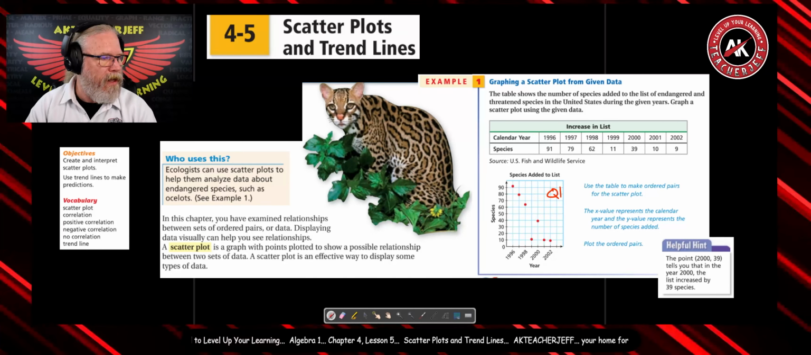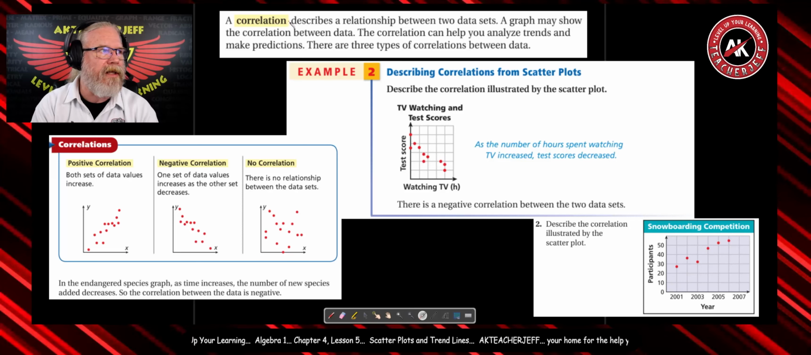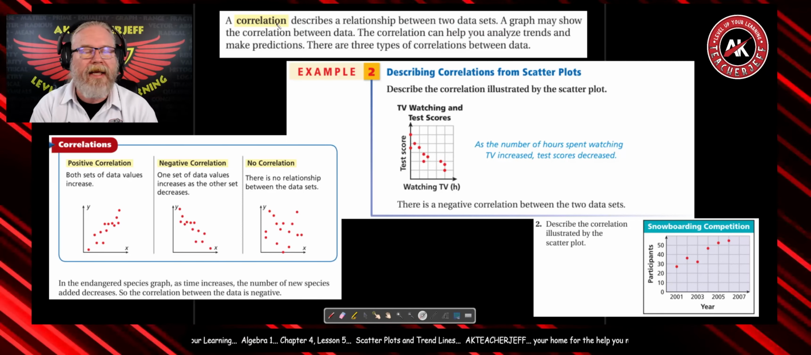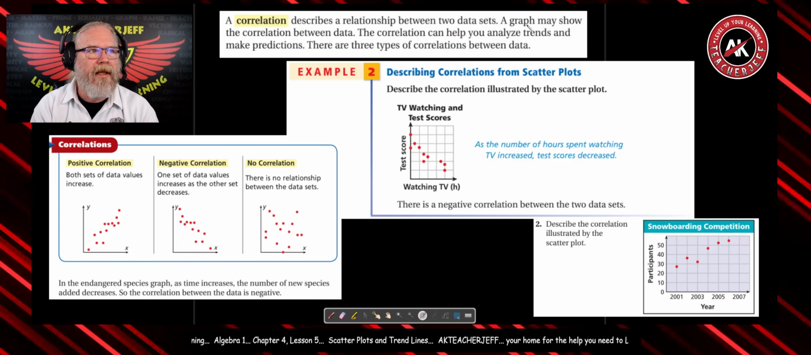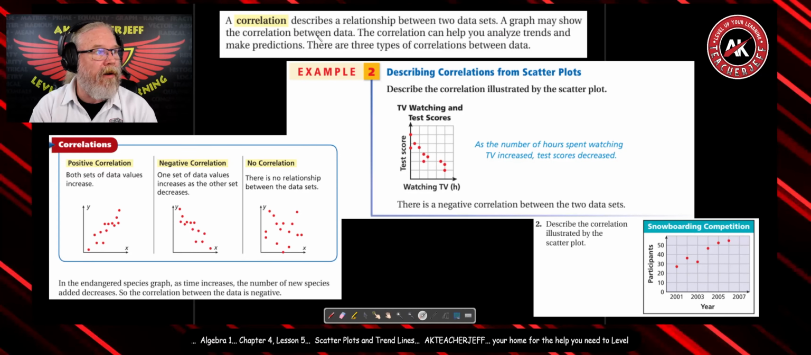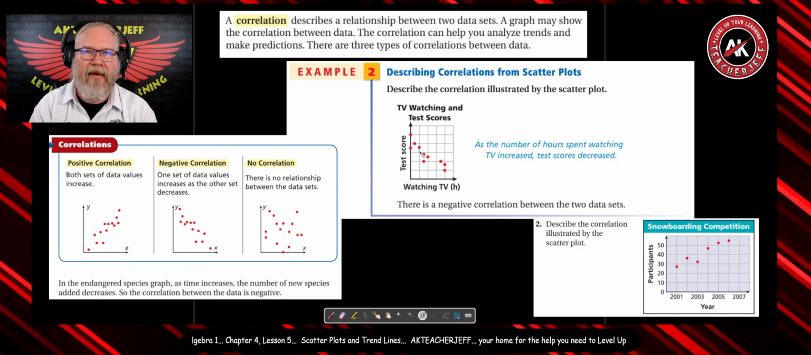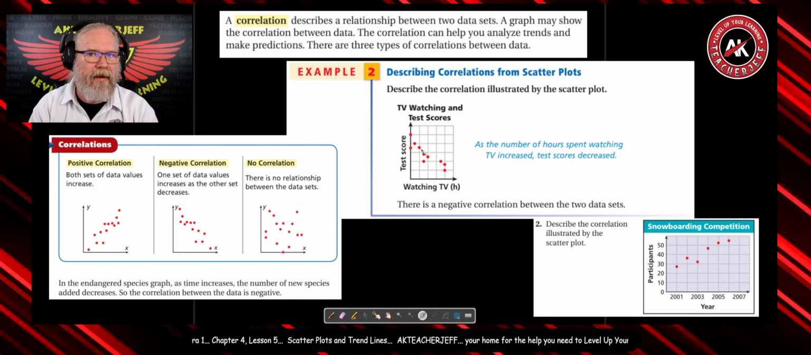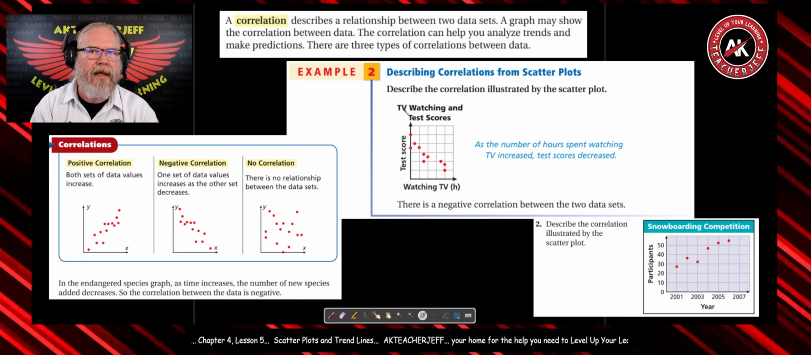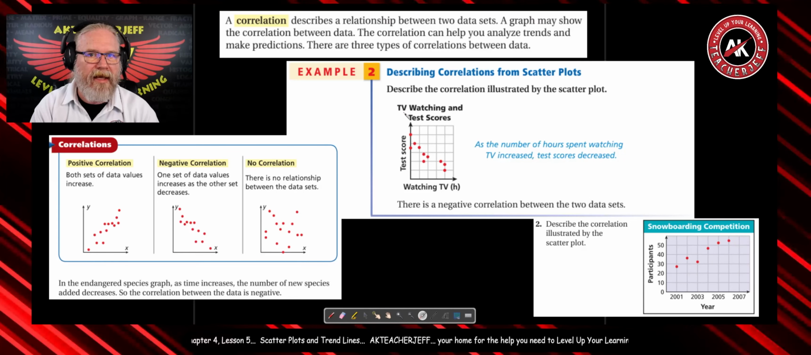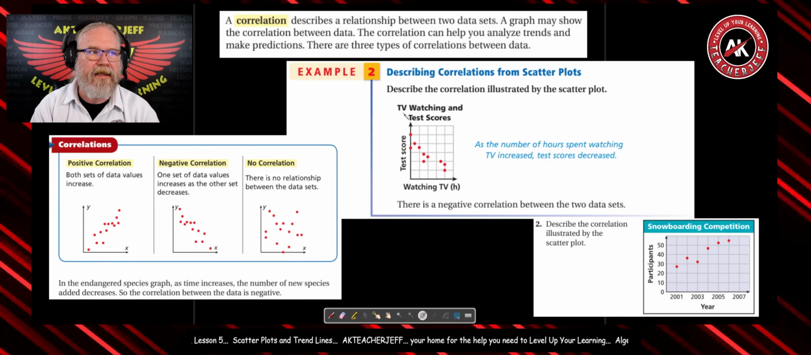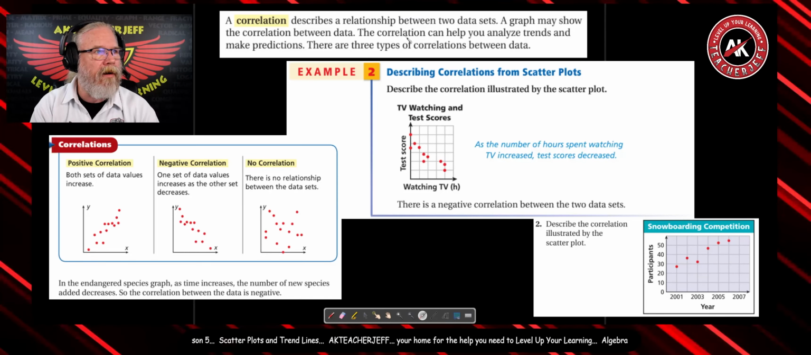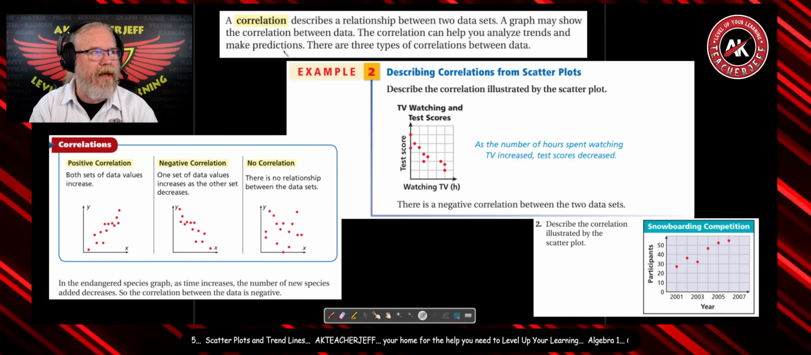Let's go ahead and look at our next page here and talk about a correlation. What is a correlation? Well, a correlation describes a relationship between two data sets. A graph may show the correlation between the data. So if you graph it, you can visually see the possible relationship between the two types of data that you have. Again, the main purpose of creating graphs in the first place is to be able to analyze it and make predictions. The correlation can help you analyze trends and make predictions.